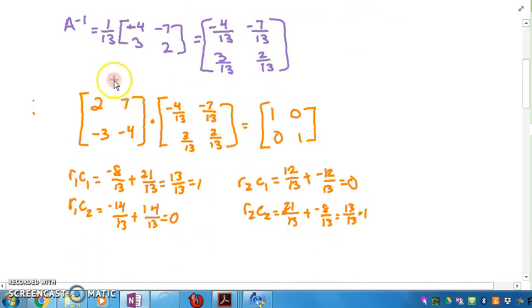And as you see, when we do matrix A times matrix A inverse, we end up getting the identity matrix. And you can see here's the work below if you want to follow along there.